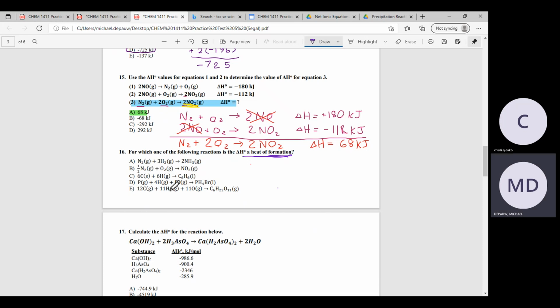That's okay if you don't. It's a very specific definition. But essentially, enthalpy of formation is the enthalpy, or the change in heat, required to produce exactly 1 mole of a product from elements in their elemental state, in their standard state.